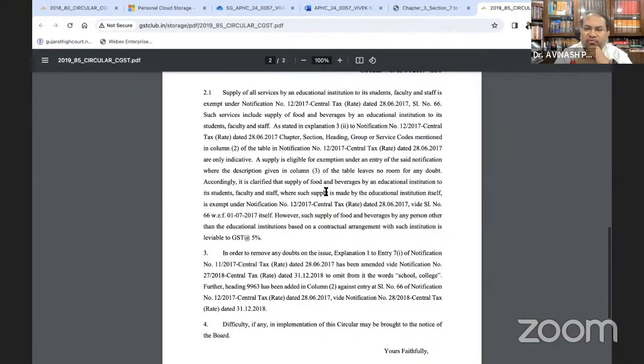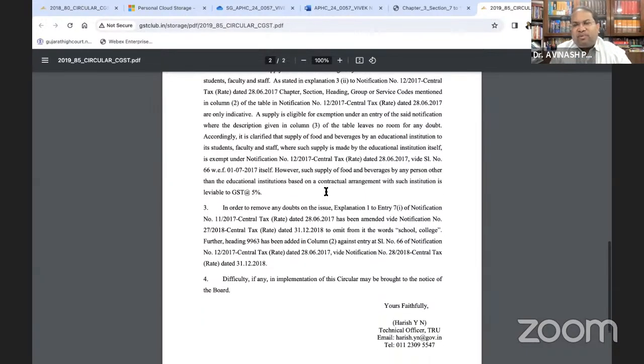Accordingly, it is clarified that supply of food and beverages by educational institutions to its students, faculty, and staff, where such supply is made by the educational institution itself, is exempt under notification number 12 of 2017, serial number 66, with effect from 1st July 2017 itself. However, such supply of food and beverages by any person other than the educational institutions, based on a contractual agreement with such institution, is liable to 5% GST. So therefore, if the educational institution is not directly providing these services and it is provided by some other person with whom the educational institution has entered into a contract, then in that case, the 5% rate will be applicable.